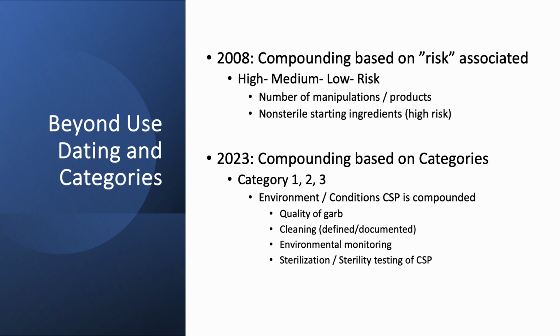We now establish what is called Category 1, 2, and 3 compounding. Here, we focus on training and getting the process right. Now, Category 1, 2, and 3 is established by the environment and conditions under which the CSP, or the final preparation, is compounded. They look at the quality of garb, the cleaning, environmental monitoring, and sterilization or sterility testing done on the final preparation to determine what type of category and beyond use date will be assigned to the product.